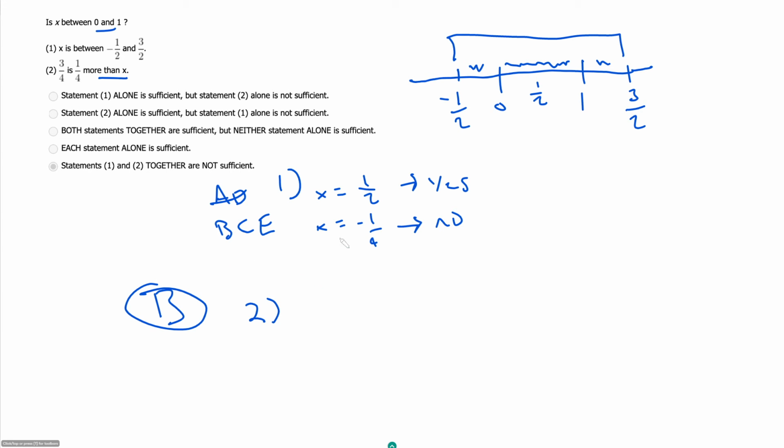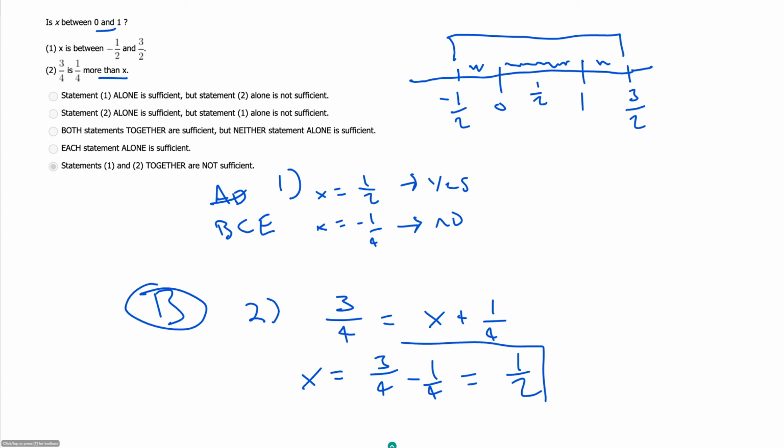So statement 2 is saying 3/4 is 1/4 more than x. So they're saying 3/4 is equal to x plus 1/4. Therefore, x should be 3/4 minus 1/4, which is 2/4, which is 1/2. So this ends up being sufficient to say yes, x is within our range. But again, you didn't have to go this far. I was done a long time ago.